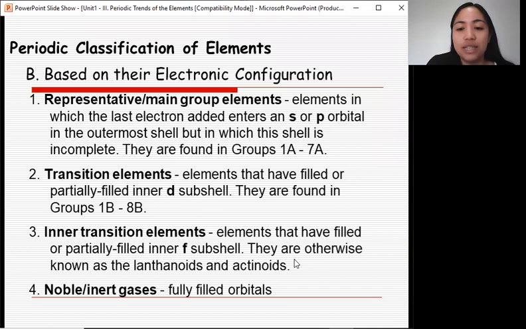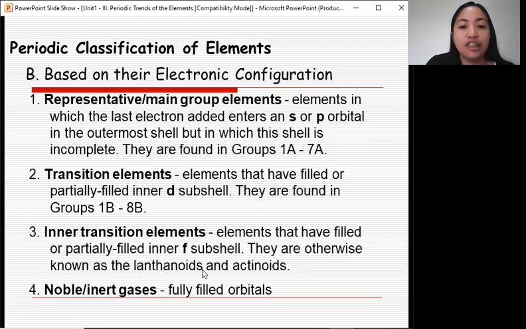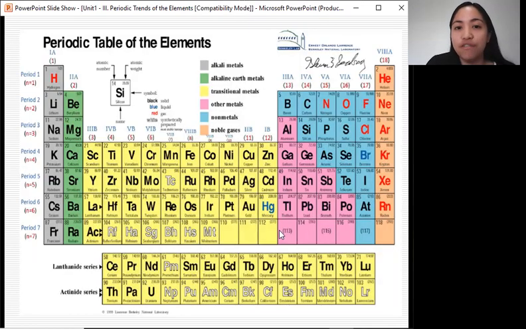These are the elements that have filled or partially filled inner f subshell. They are otherwise known as lanthanoids and actinoids. In these elements, the electrons enter the f orbitals. So they are called the inner transition elements. And lastly, the noble or the inert gases have fully filled orbitals. As we discussed in part 2, these noble gases are the most stable elements because they have filled their orbitals.